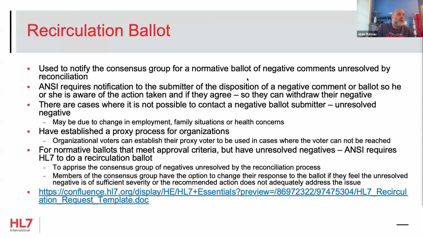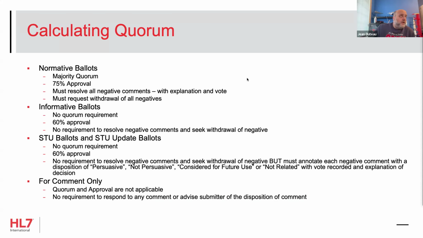We do have a recirculation ballot. This is normally where you had negative comments on a normative ballot and they were unable to be resolved by reconciliation. So you found it not persuasive, or you even found it persuasive, and for some reason the person disappeared and refuses to withdraw. Normally it's when you find something not persuasive and they refuse to withdraw that negative, right?